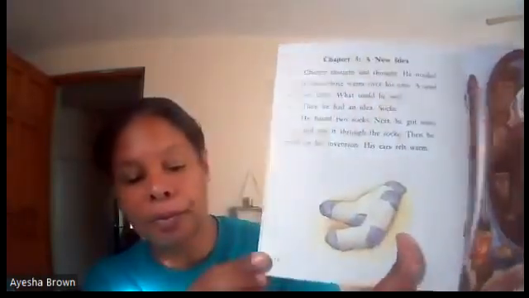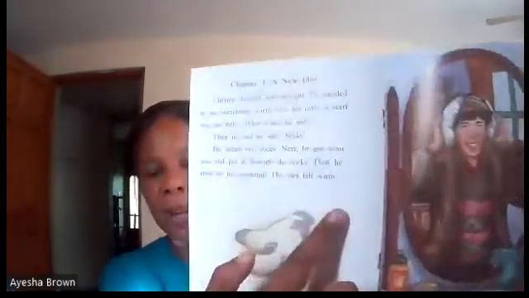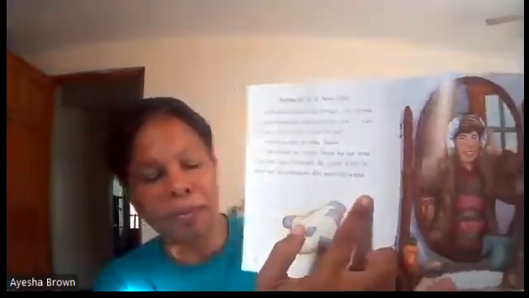Chester thought and thought. On page 12 now. He needed to put something warm over his ears. A scarf was too itchy. What could he use? Then he had an idea. Socks. He found 2 socks. Next, he got some wire and put it through the socks. Then he tried on his invention. His ears felt warm. So even kids can be inventors. You're never too young to have a creative idea.